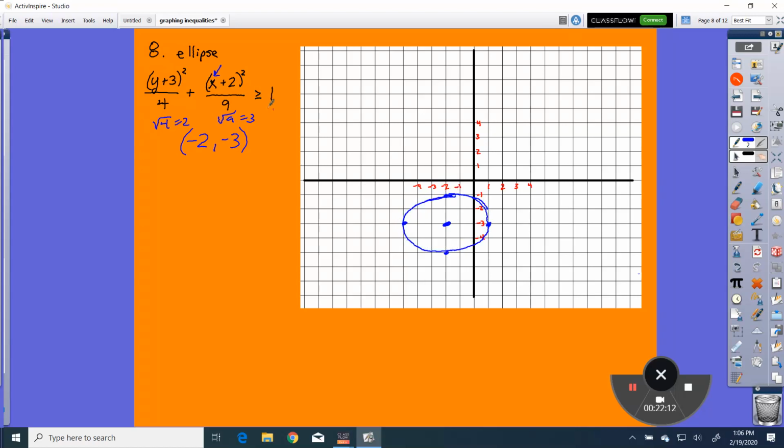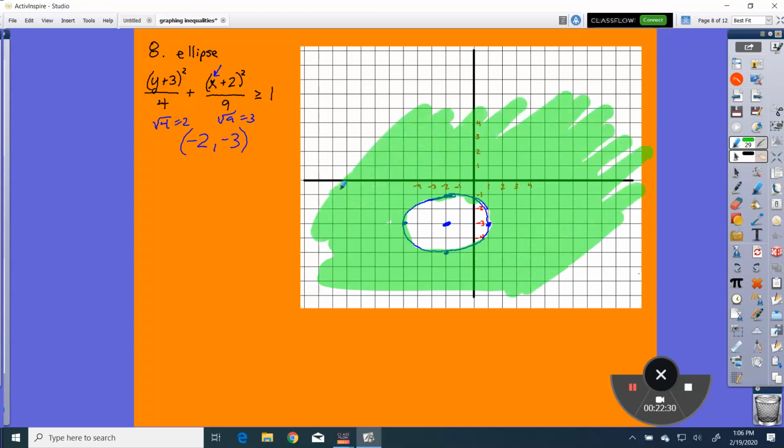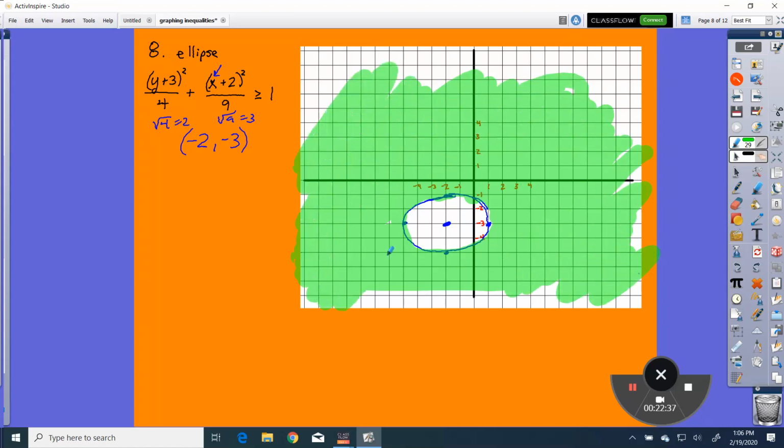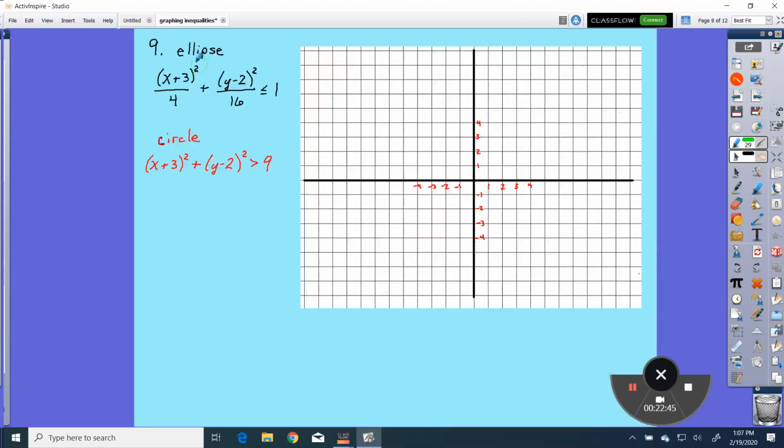Okay, greater than 1. So since it's greater than, I shade everything on the outside. Okay, so you just shade everything on the outside. If you want to take care of the holes that I've missed or whatever, you can. So the next one has 2 of them. It has an ellipse and a circle.